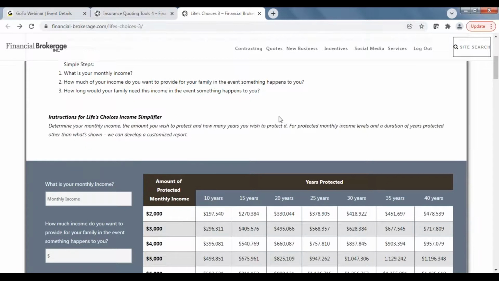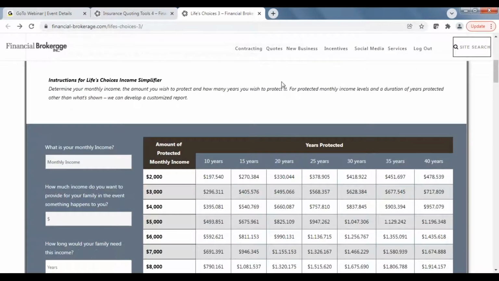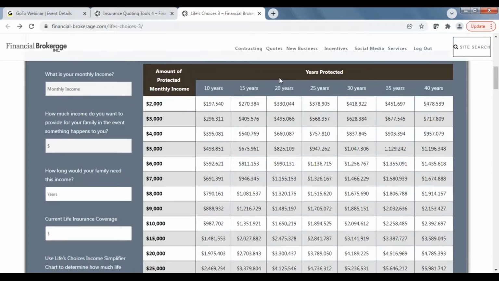So in this first section, there are lots of ways to calculate the need for life insurance. In this particular tool, it takes into account income protection. And we have this real easy to read grid right here. And all we have to do is ask the client what their current monthly income is, or how much they need to have, and then how many years would they like to provide that.